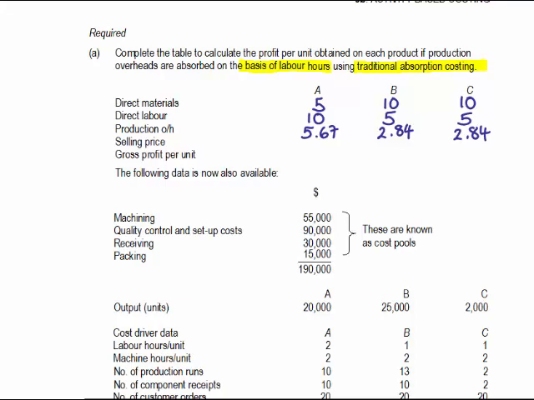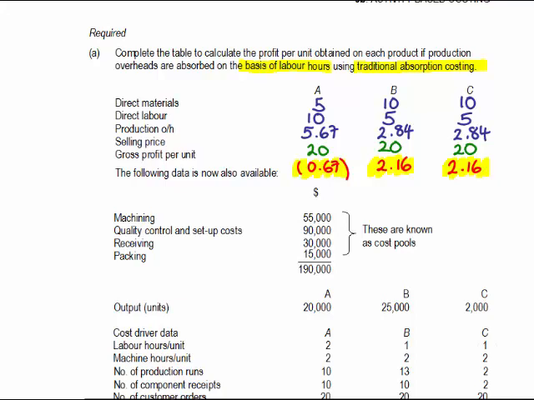If we take our selling prices, which are the same for all of them, which is 20, then we can work out the gross profit per unit by taking the costs from the selling price. And for A, we actually end up with a 0.67 loss. B is $2.16 profit, and C is also $2.16 profit. So we'll come back to these later when we've looked at activity-based costing and see how they compare.